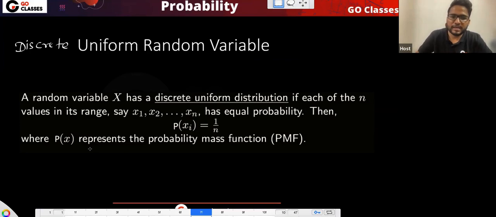A random variable x has a discrete uniform distribution if each of the n values in the range, say x1 to xn, has equal probability. Which means if you have equal probability of selecting any of the points, then this random variable is called uniform random variable.